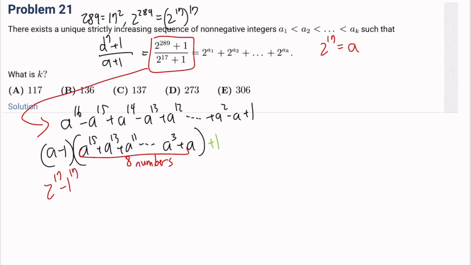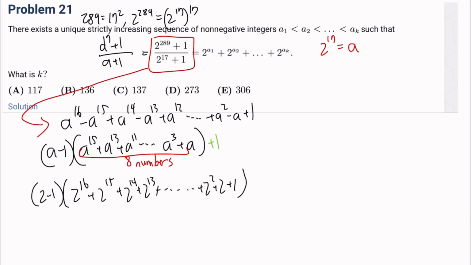This is 1 to the 17th power, so that is just equal to 2 minus 1 times 2 to the 16th plus 2 to the 15th plus 2 to the 14th plus 13th plus all the way to plus 2 squared plus 2 plus 1, right? And then this times the same 8 numbers that we had before. And then we have this one, and then this is plus 1, right? But we want it to be in power of 2 format, and 1 is equal to 2 to the 0th power, so we can just do that. And they just have to be non-negative, so 0 is okay, right?